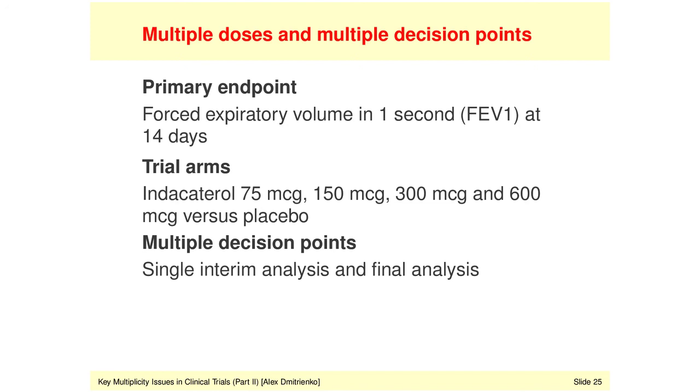The comparison was based on the following primary endpoint. This was the forced expiratory volume in 1 second at 14 days, and multiple decision points were included in the study, specifically a single interim analysis at which a decision could have been made to select only the best doses that would be explored in the second stage of the study, and that would obviously have an important impact on the way the final analysis would be conducted. That final analysis would only deal with the best doses that were chosen at the time of the interim analysis.